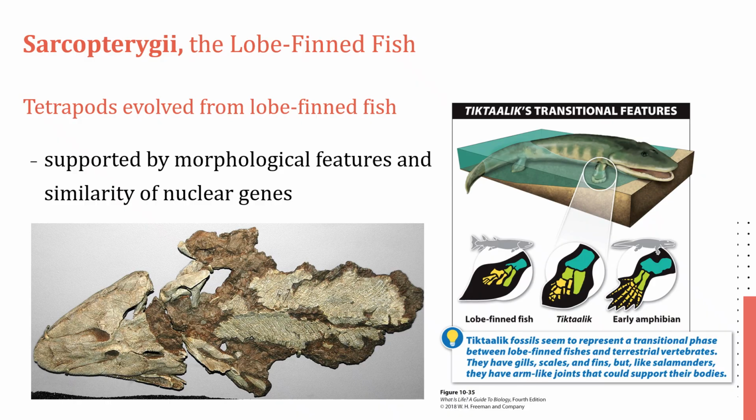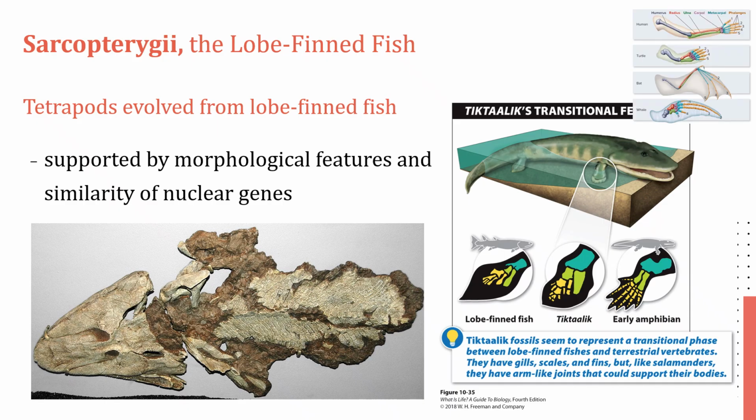So part of the support for this is this transitional organism. And when we went over the fossil record in our evolution section, we talked about transitional organisms. Transitional organisms are organisms that basically provide a link between two different forms. And this fossil here, the Tiktaalik, it's called the Tiktaalik rosae. And the Tiktaalik rosae has some very specific features that suggest to us that it is a transition between a lobe-finned fish and an early amphibian.